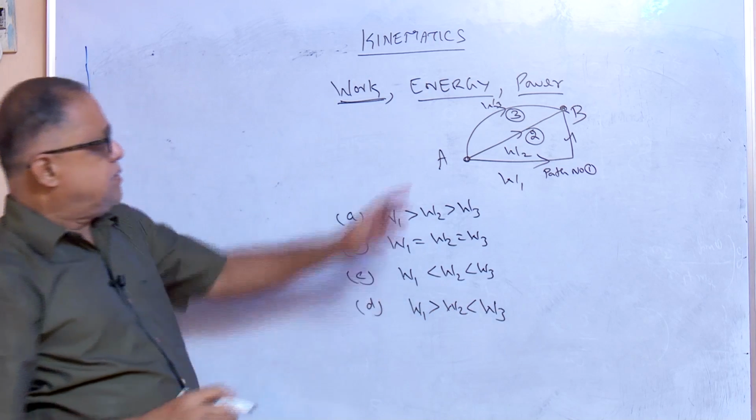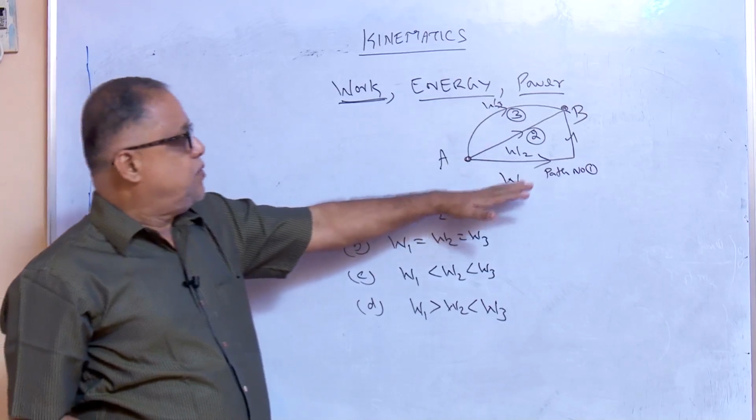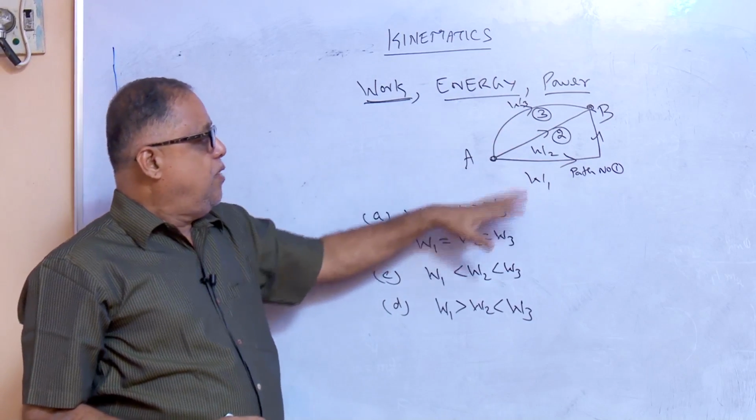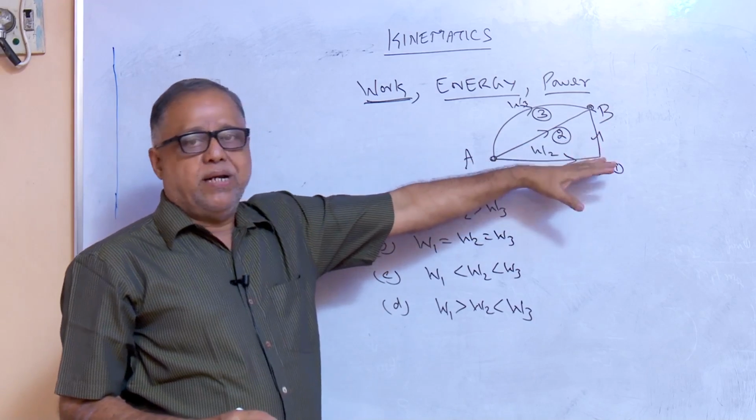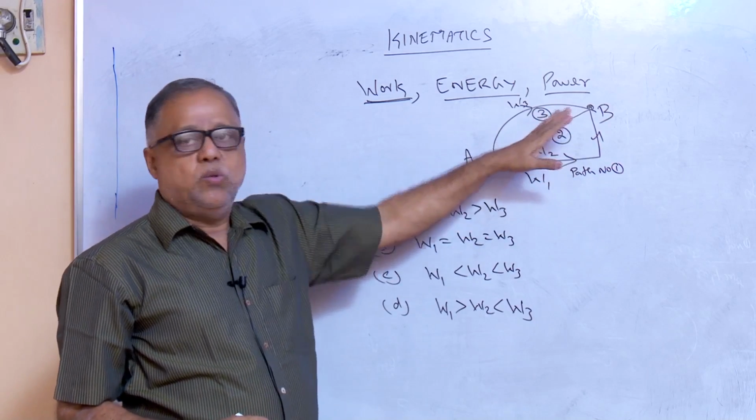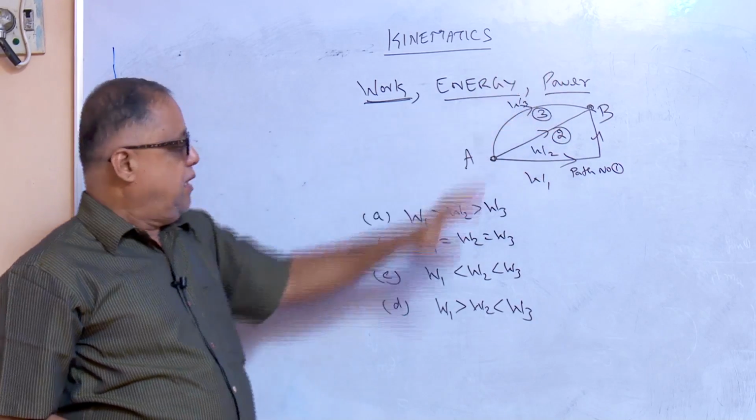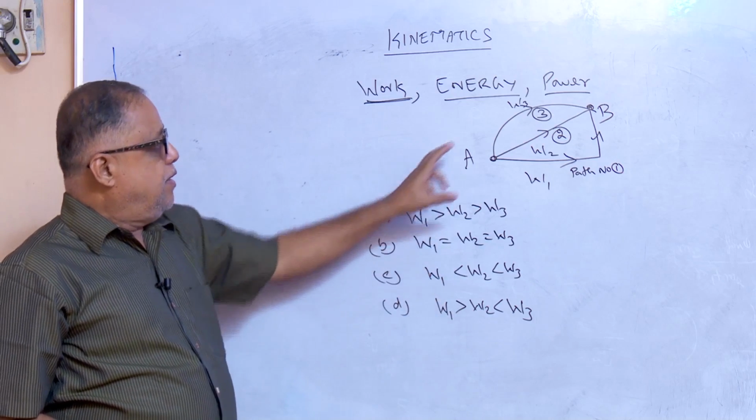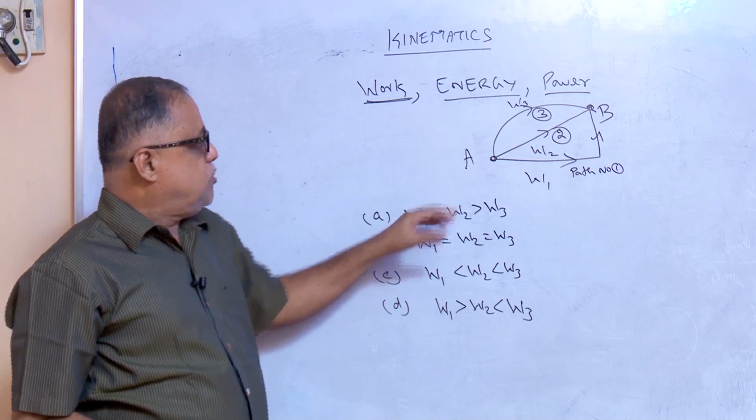Now what is the question of this one? This is the gravitational force that has happened on the earth, and here we are going to compare what is the work done in path number 1, what is the work done in path number 2, and what is the work done in path number 3, and options are given like this only. We are going to compare which work done will be greater.